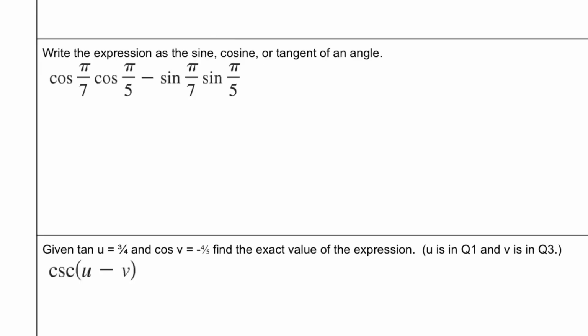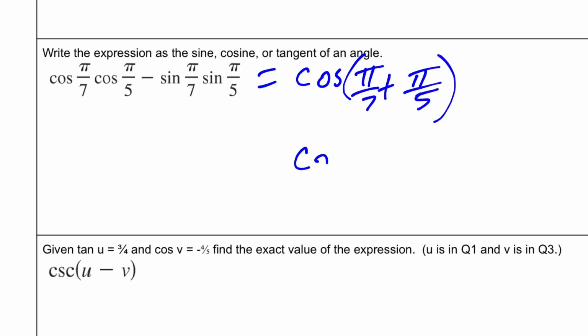Here we're working backwards. We're using the cosine of pi over 7 plus pi over 5 formula. And if we simplify that, we get cosine of 12 over 35 pi. You just have to make the denominators the same so that you can add them.